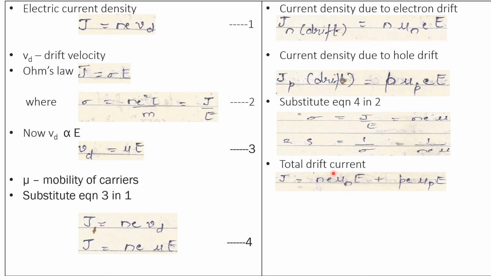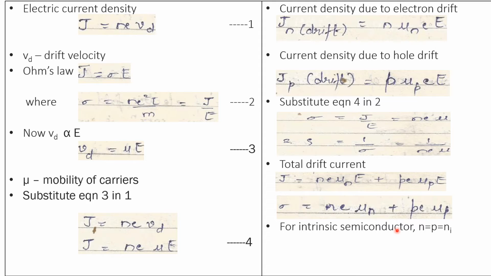So the total drift current we will write down now. J = (N e μ_n + P e μ_p) E. And σ can be written from this equation as σ = N e μ_n + P e μ_p. Now for an intrinsic semiconductor, N = P, which can be taken as N_i. So we can write down this equation as σ = N_i e (μ_n + μ_p).